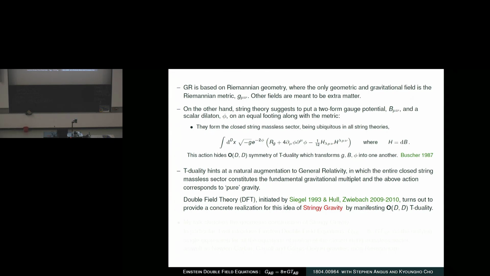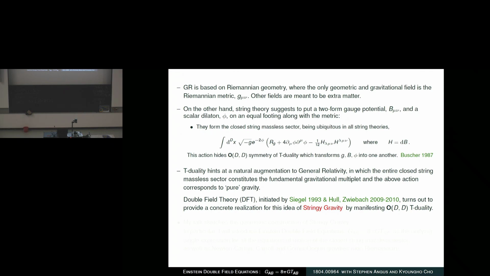This well-known effective action secretly hides O(D,D) symmetry of T-duality, which transforms G, B, phi into one another. So the T-duality may hint at a natural extension of general relativity, where the entire closed string metric sector constitutes the fundamental gravitational multiplet, and this action then corresponds to a sort of pure gravity.